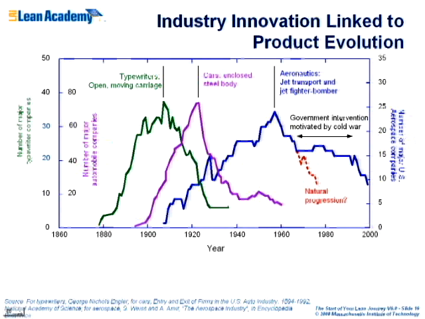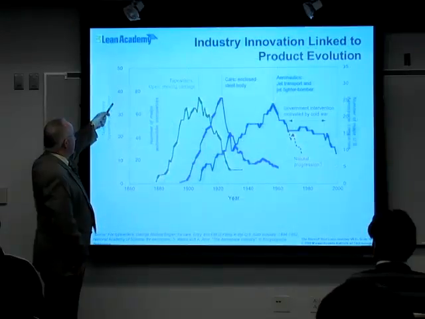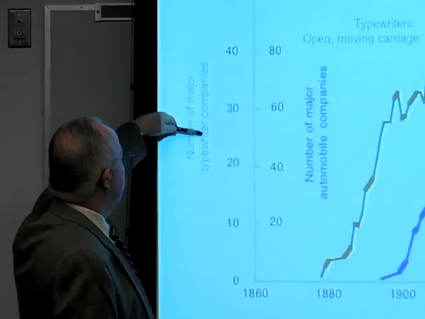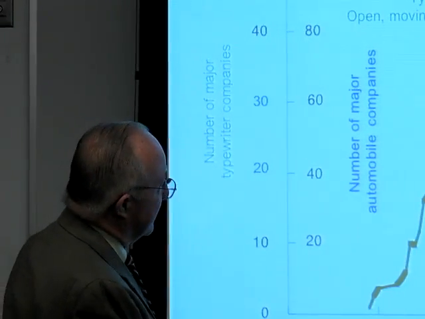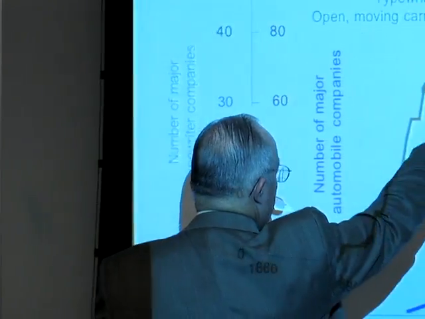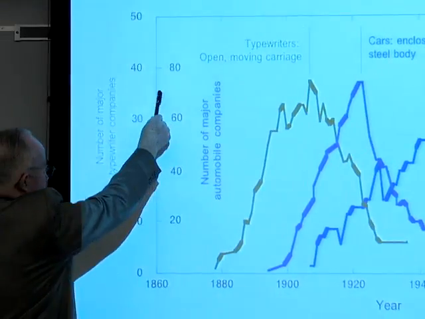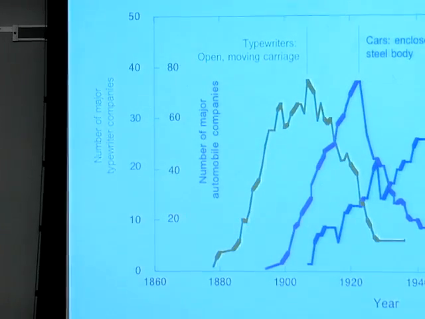But some terrific work was done here at MIT in terms of studying the evolution of products and innovation. This, in green color, I guess that's sort of green, is the number of major typewriter companies in the world. And you can see it goes up and down like that. At the peak, there were like 75 companies making typewriters.